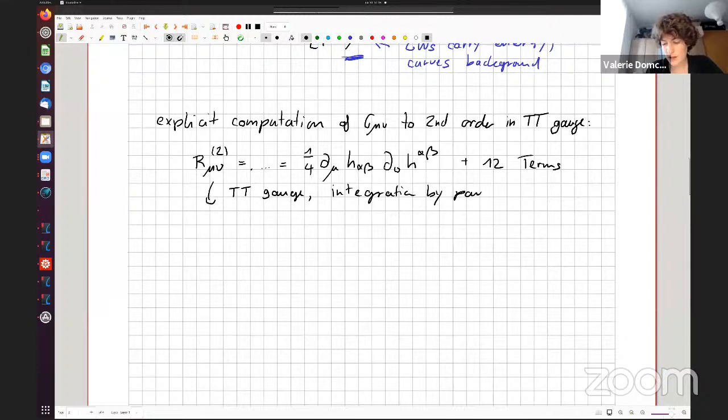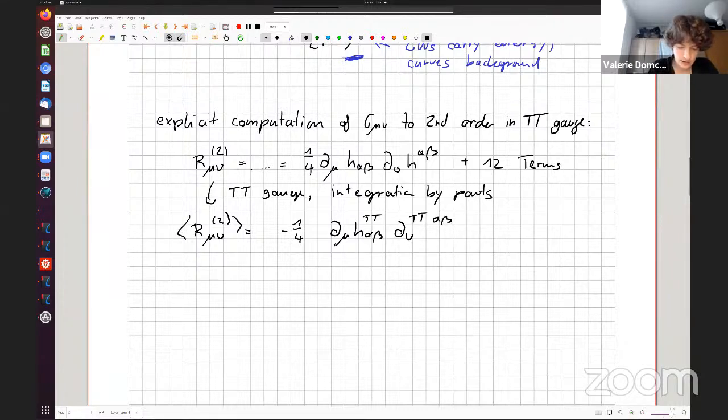And in fact, this computation, you can find it in Maggiore's textbook, the full computation, or at least the relevant steps of the full computation. And then you will find that the second order tensor is given by minus 1/4 ∂_ν h^TT_αβ, essentially the expression that I wrote above. So essentially all of these 12 other terms get killed as soon as we choose a clever gauge and we do this integration by parts.